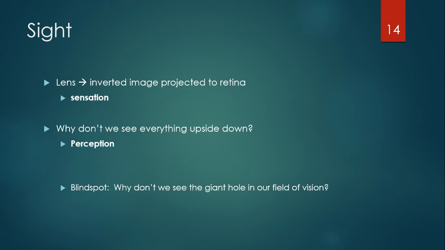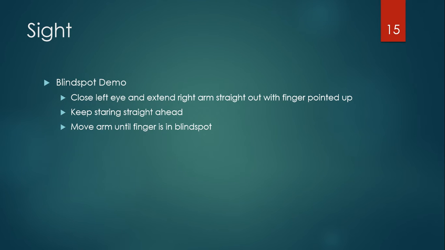Now, another example of our perceptual processes having our back is the blind spot. Now, the blind spot is a giant hole in our visual field. And I don't know if giant is very accurate, but it is definitely a hole in our visual field. It's always there, but it's actually very hard to see unless you're looking for it. Now, if you'd like to find it, I have a demonstration you can participate in.